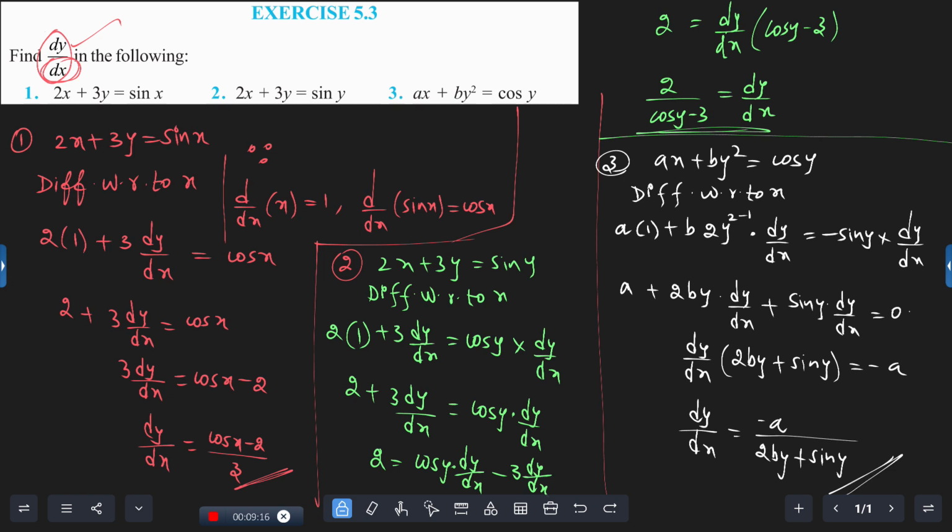Actually this is the topic based on implicit function. For an implicit function, directly you cannot get dy by dx. After simplifying only you will be getting dy by dx. That is called the implicit function. The topic itself they have given: derivative of implicit function, given for exercise 5.2. Implicit function, directly you will not get dy by dx. After simplifying only you will be getting. That is called the implicit function. Understand? Next we are moving to the fourth one.